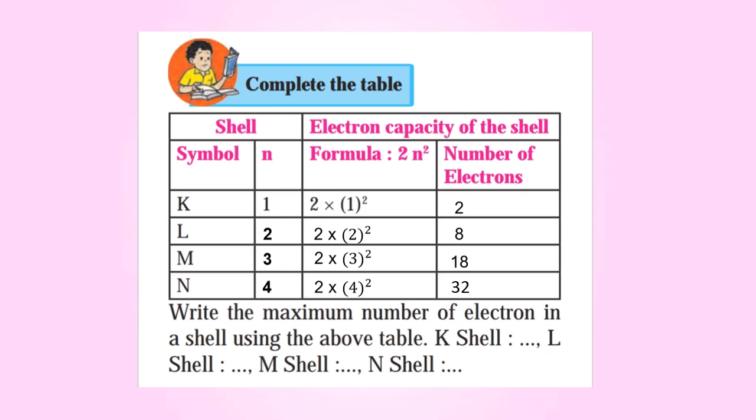So let's have a look at it once again. Symbol K, that is the very first shell, will have a maximum of 2 electrons. Similarly, for L shell, we have 8 electrons. For M shell, we have 18 electrons. And N shell, we have 32 electrons.